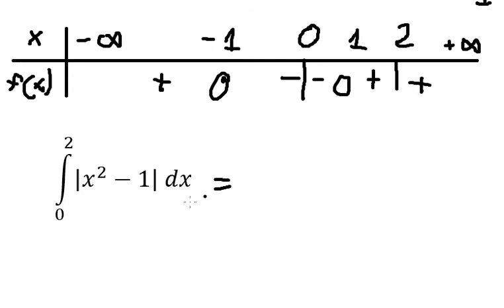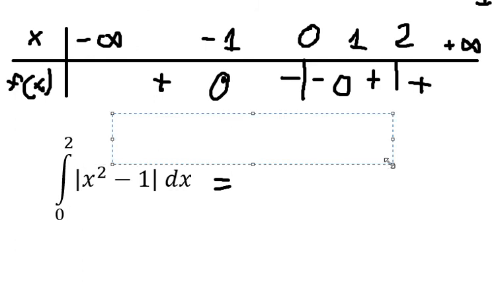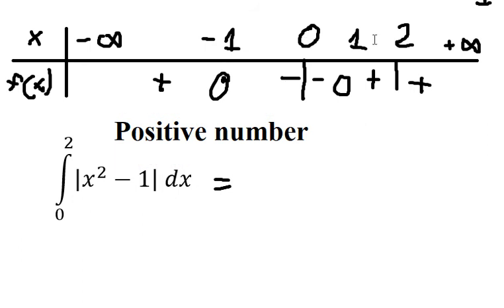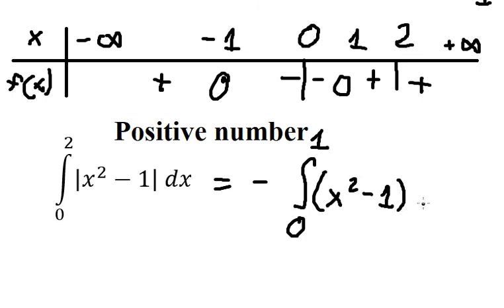So in this situation, because the absolute value provides a positive number, from 0 to 1 this is negative in here. When we remove the absolute value, we need to put the negative in here for the integration from 0 to 1. So that the value in here, negative with the negative, you get a positive number. So we have s squared minus 1 ds.